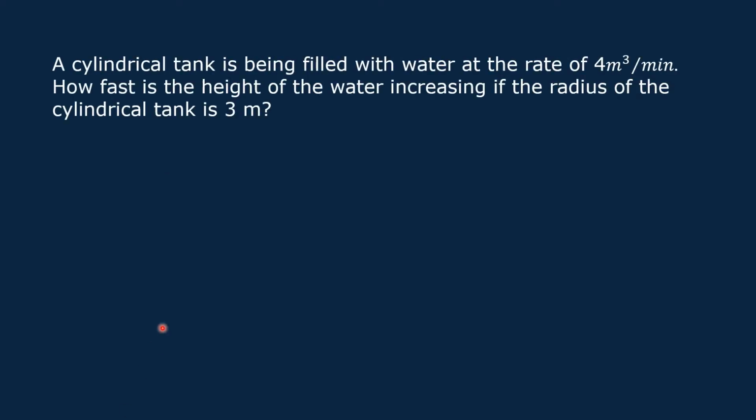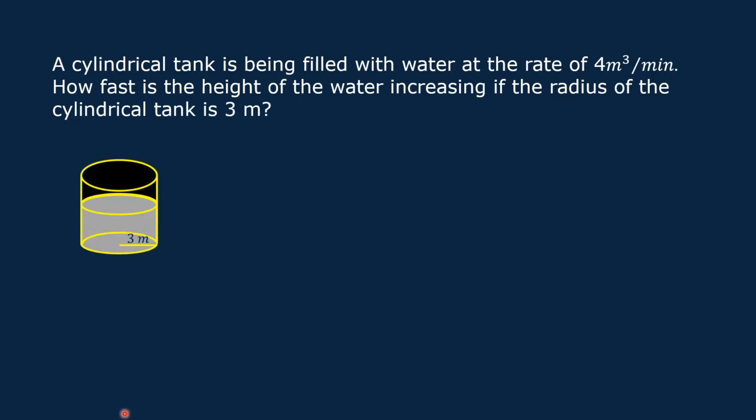A cylindrical tank is being filled with water at the rate of 4 cubic meters per minute. How fast is the height of the water increasing if the radius of the cylindrical tank is 3 meters?